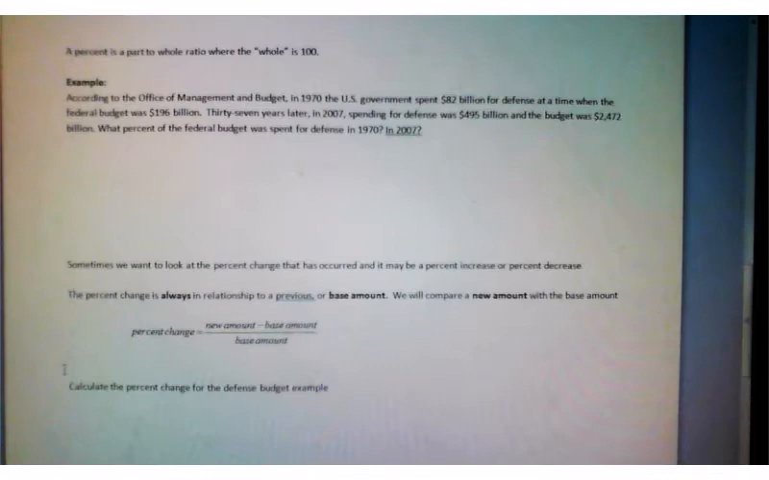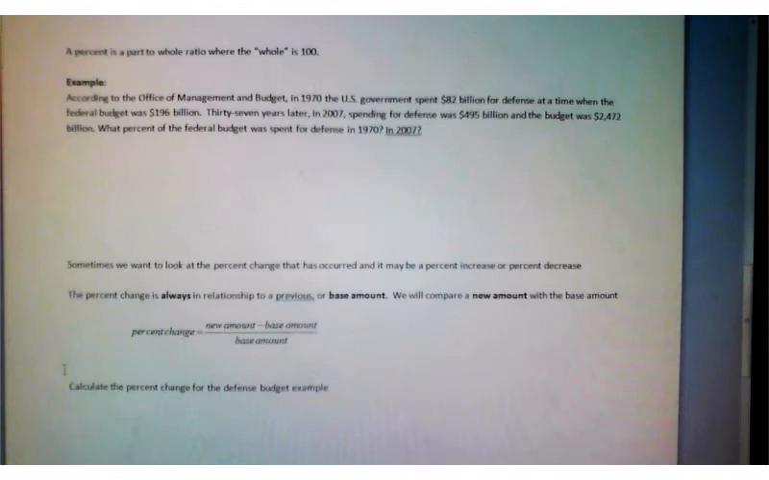Let's take a look at this example. According to the Office of Management and Budget, in 1970 the U.S. government spent $82 billion for defense at a time when the federal budget was $196 billion. 37 years later, in 2007, spending for defense was $495 billion and the budget was $2,472 billion. What percent of the federal budget was spent for defense in 1970 and then in 2007?